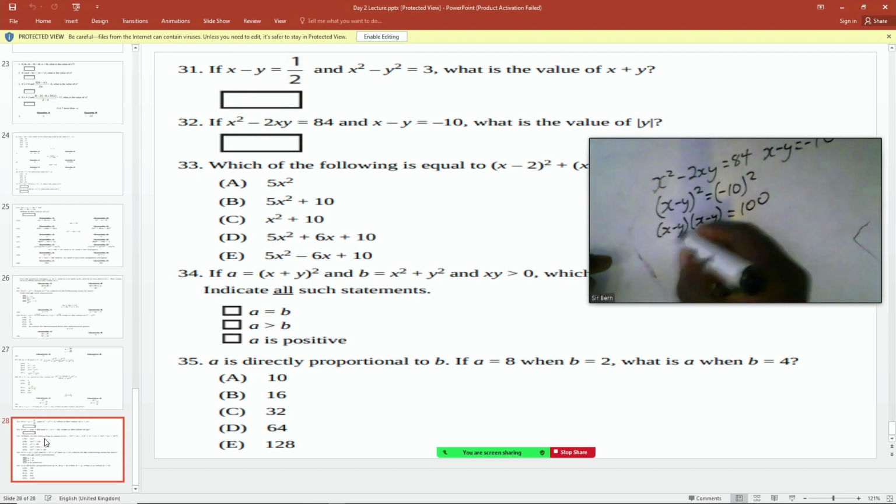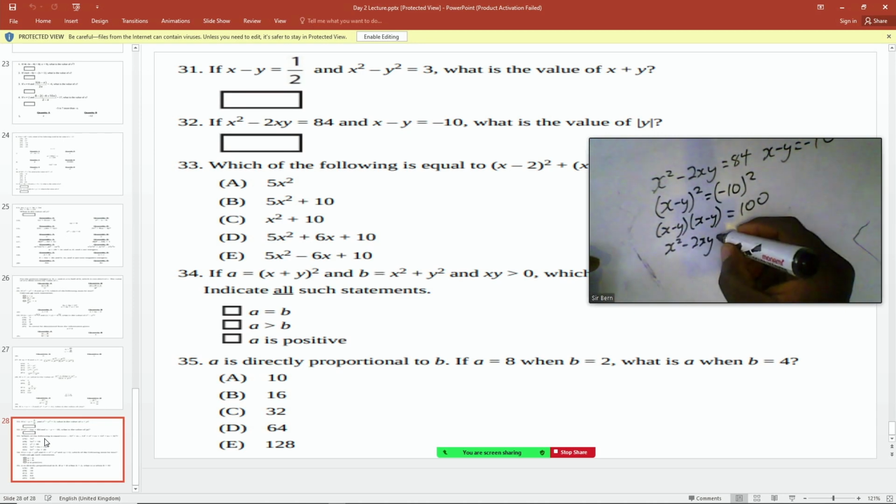So this will give us x squared minus 2xy plus y squared is equal to 100.